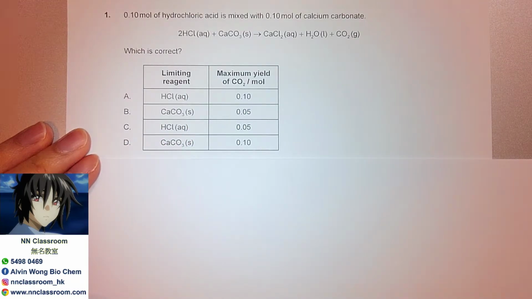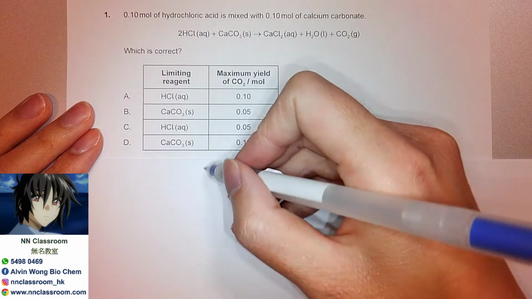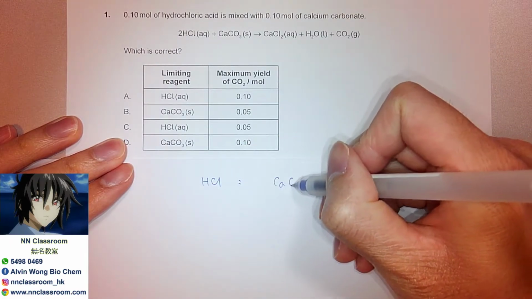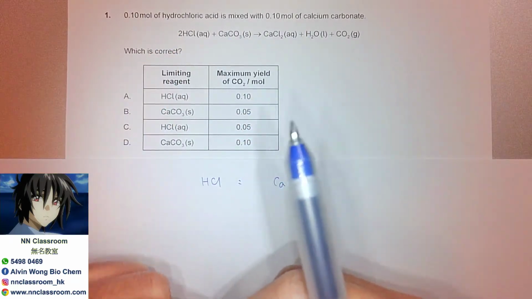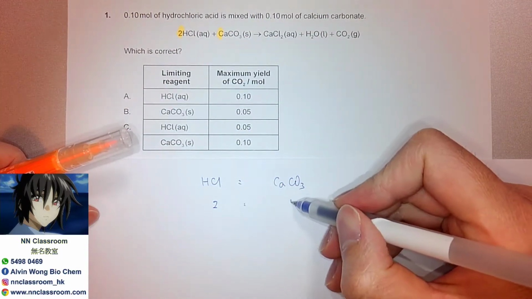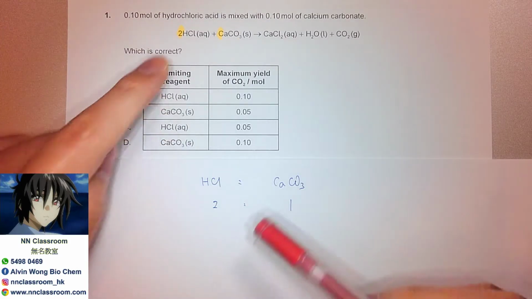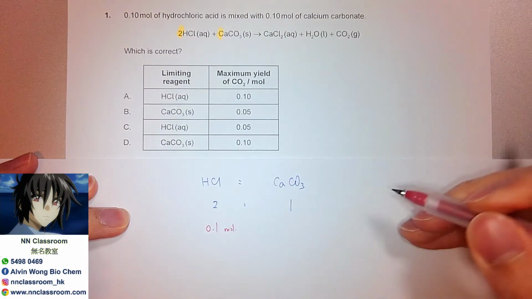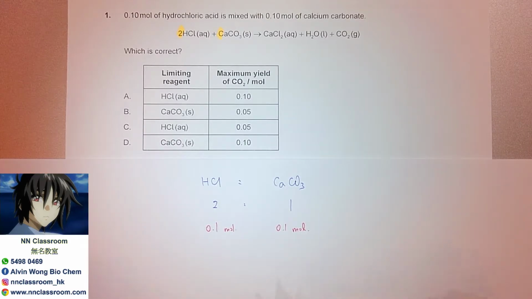First of all, we should identify the limiting reagent, and the technique is pretty simple. According to the chemical equation, HCl is related to CaCO3 in terms of the recipe, according to the coefficients in the balanced equation, a 2-to-1 ratio. Then, what we have in hand is 0.1 moles of hydrochloric acid, so we mark it down, 0.1 moles. And also we have 0.1 moles of the CaCO3, calcium carbonate, right?